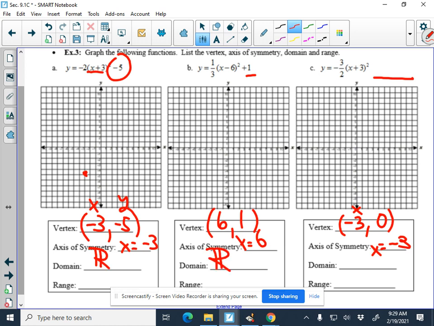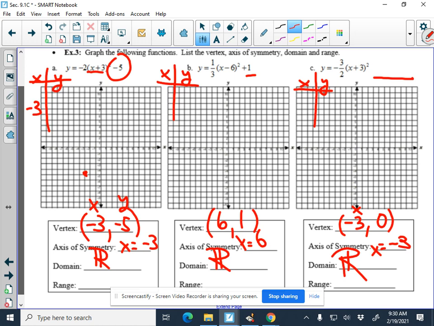All reals, all reals, all reals. Now, as we've done so far, we've always tried to make a little table. Now, I don't know how much room I've given you, but I'm going to make a little table for each of these.